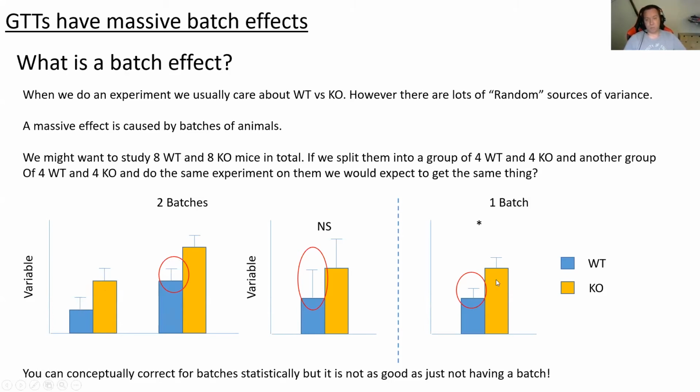Whereas if you do them all in one batch, you may well find that you get the same sort of variance as an individual batch, but now you preserve your difference in means. And you can correct for this statistically in models, but that's never as good as just having a single batch.